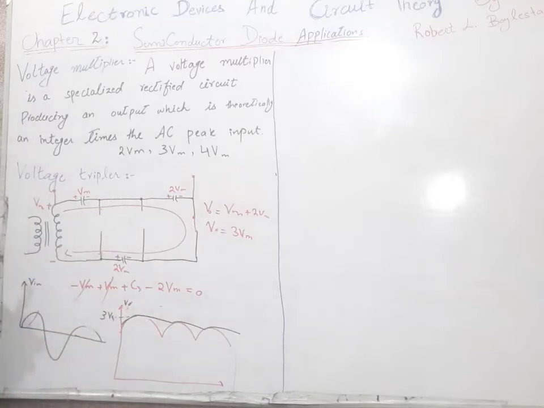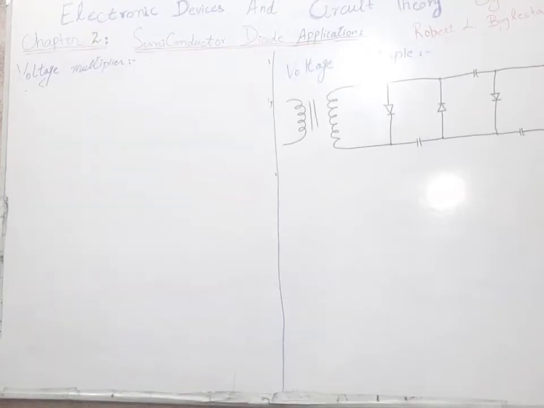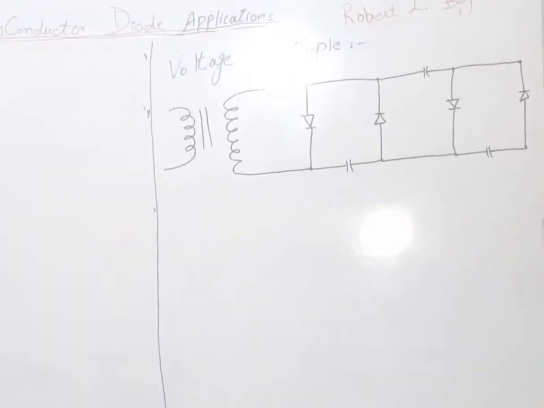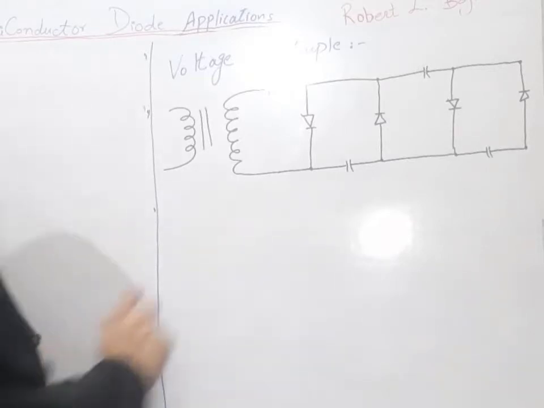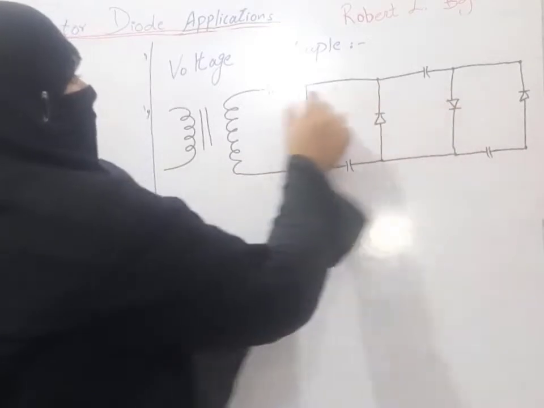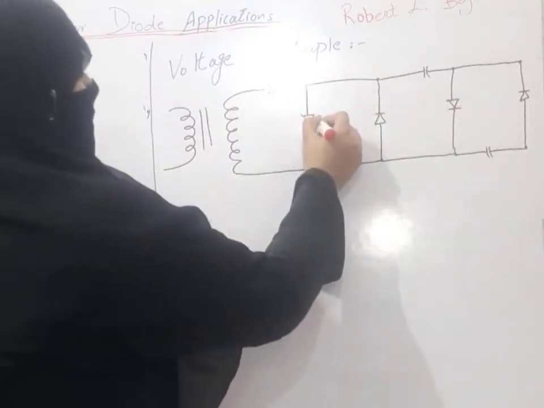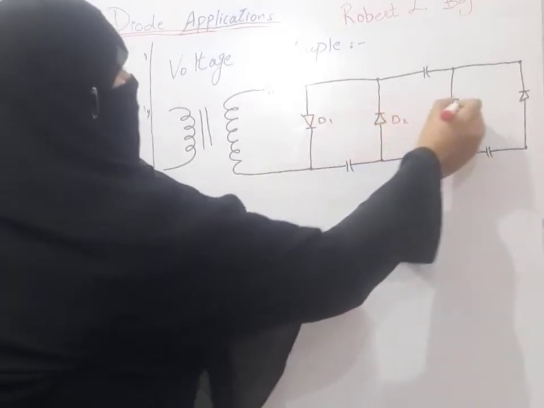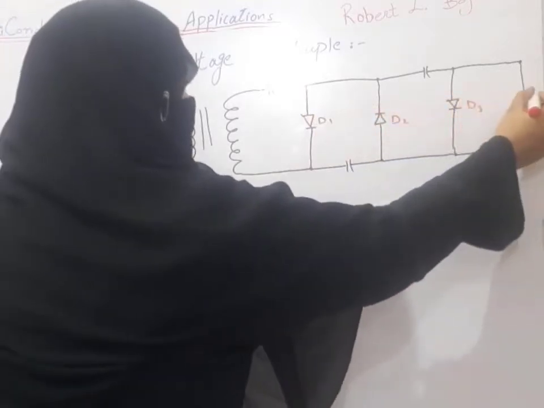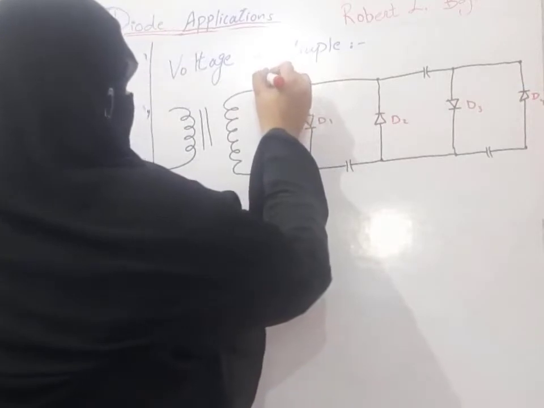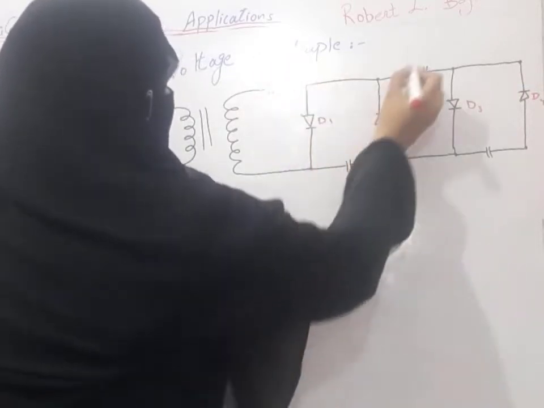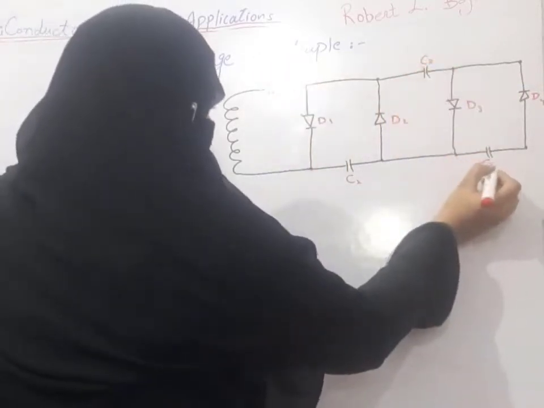Okay. Now we will discuss the voltage quadruple circuit. For the voltage quadruple circuit, we have connected 4 diodes and 4 capacitors. This is our diode D1, diode D2, diode D3 and diode D4. This is our capacitor C1, C2, C3 and C4.